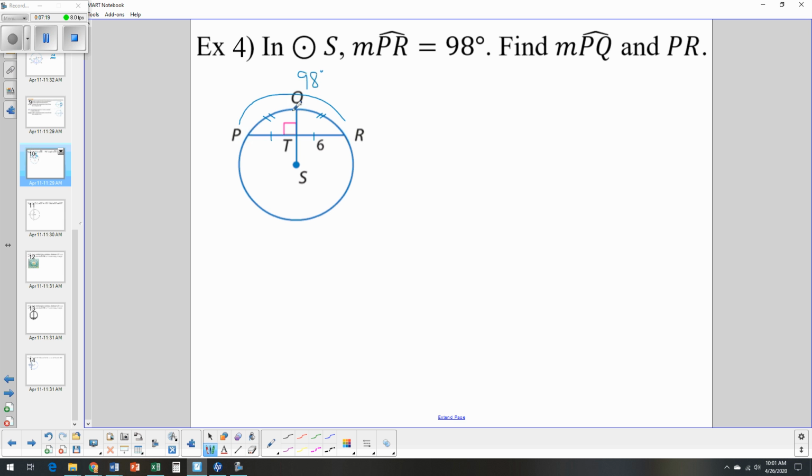So for PQ, since this is the same as this, so they're equal, which means I can divide 98 by 2, and I would see that the measure of arc PQ is 49 degrees. All right, now for PR. So since these are the same, and this part was 6, I know this part is also 6. So PR is really 6 plus 6, or 12.